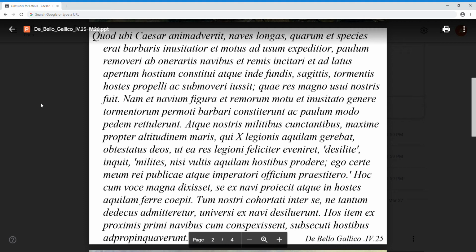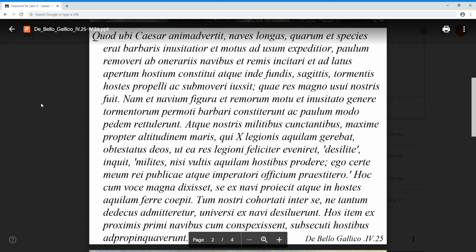Quod ubi Caesar animadvertit, naves longas, quarum et species erat barbaris inusitatior, et motus ad usum expeditior, paulum removeri ab onerariis navibus, et remis incitari, et ad latus apertum hostium constitui, atque inde fundis sagittis tormentis hostes propelli ac submoveri iussit. Quae res magno usui nostris fuit. Well, that didn't seem too difficult.